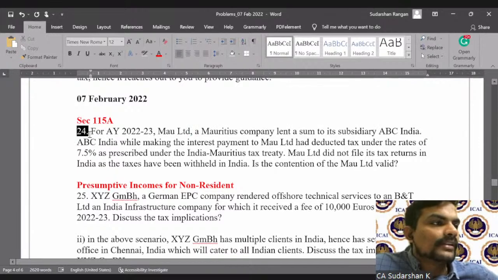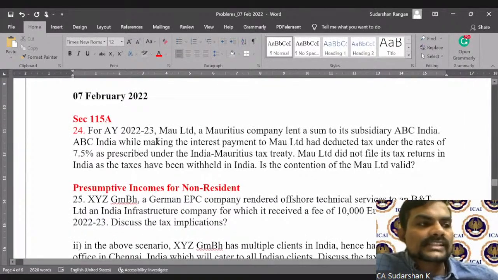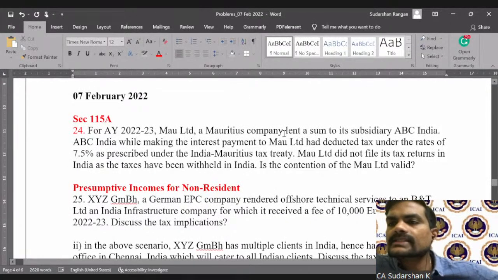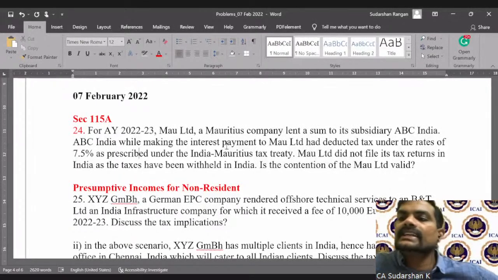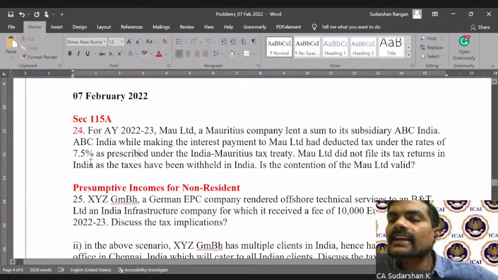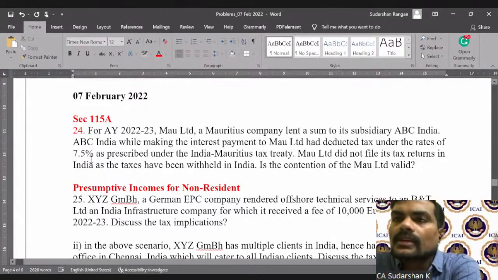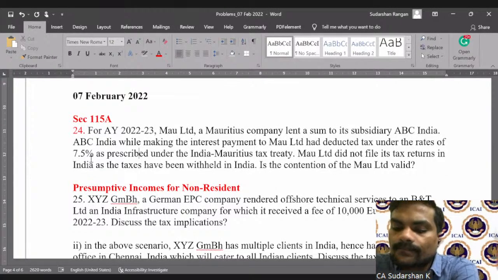Question number 24. For assessment year 22-23, Mauritius Limited, a Mauritius company, lent a sum. So it was a lender. It lent a sum to its subsidiary ABC India. ABC India, while making the interest payment to Mauritius Limited, had deducted tax at the rate of 7.5% as prescribed under the India-Mauritius Tax Treaty. So under the tax treaty, for these passive incomes, rates are specified. So the India-Mauritius Treaty has 7.5%.